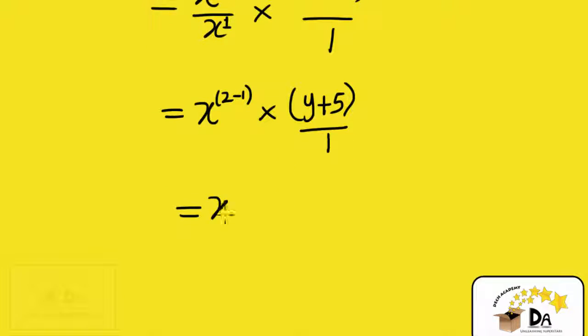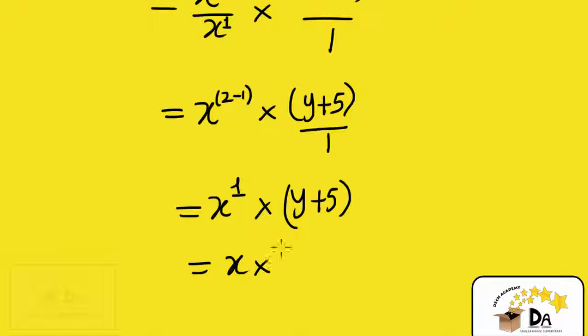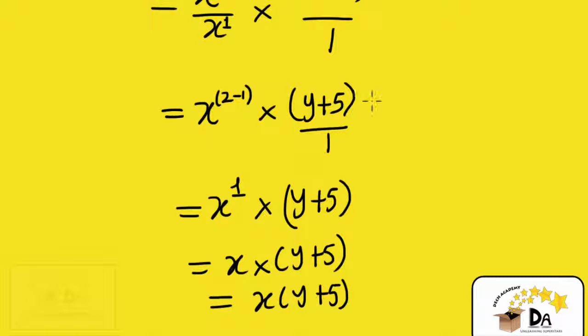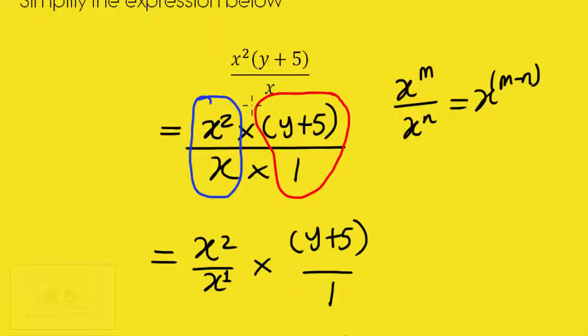x to the 2 minus 1 is the same thing as x to the 1 times y plus 5 over 1, which is the same thing as y plus 5, bracketed of course. x to the 1 is x, times y plus 5. This simply is x into y plus 5. It's as simple as that. And we invoke this law.